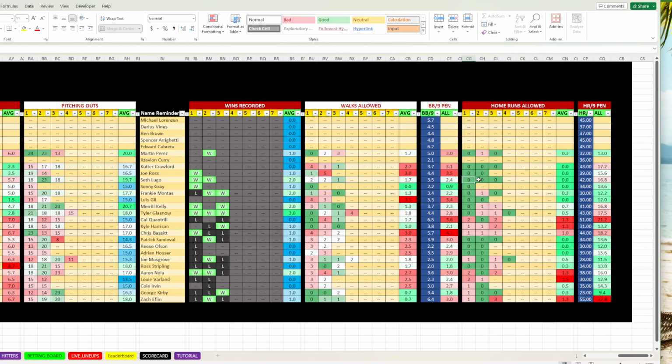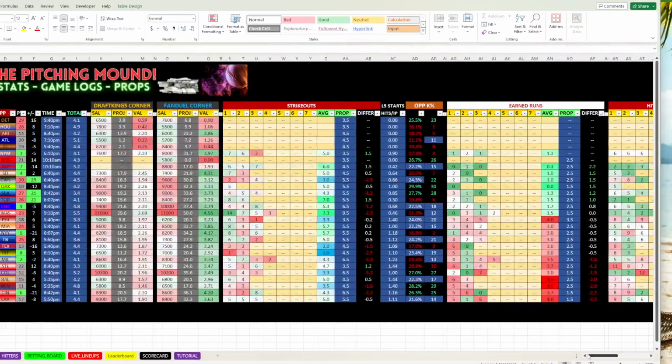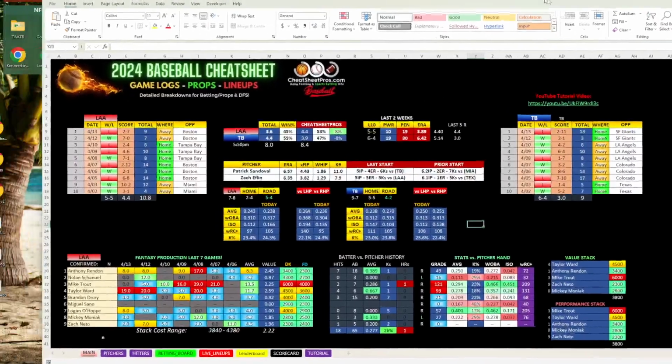Like here we have a couple pitchers who've not given up a home run in 3 starts. And we have these pitchers here where they've given up a home run in every start. So that kind of helps with your home run props. But anyways, we're going to flip back over here.